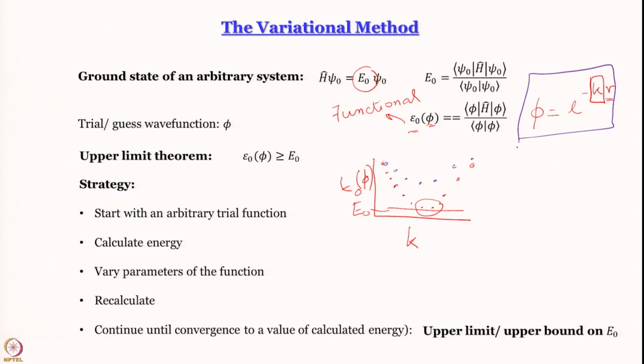So, suppose I have started with phi equal to e to the power minus kr and I am not getting correct convergence, okay. I mean I get it, but the result I get is very far away from experimental values of energy. Then what I do is I introduce another parameter. So, I say that phi is equal to e to the power minus k, let us say r to the power q, or I can add another exponential decay, whatever I want to do depending on what I think is correct.